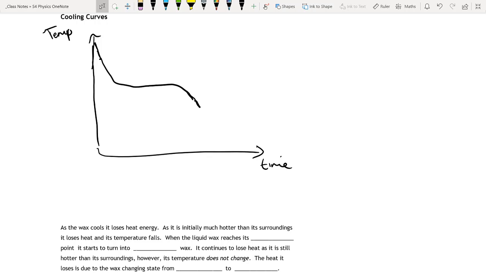So this part here would just be a liquid cooling. What do you think might be happening when it starts leveling out? Any guesses? Yeah? Yeah, that's where it's turning into solids. Okay, so freezing or solidifying.